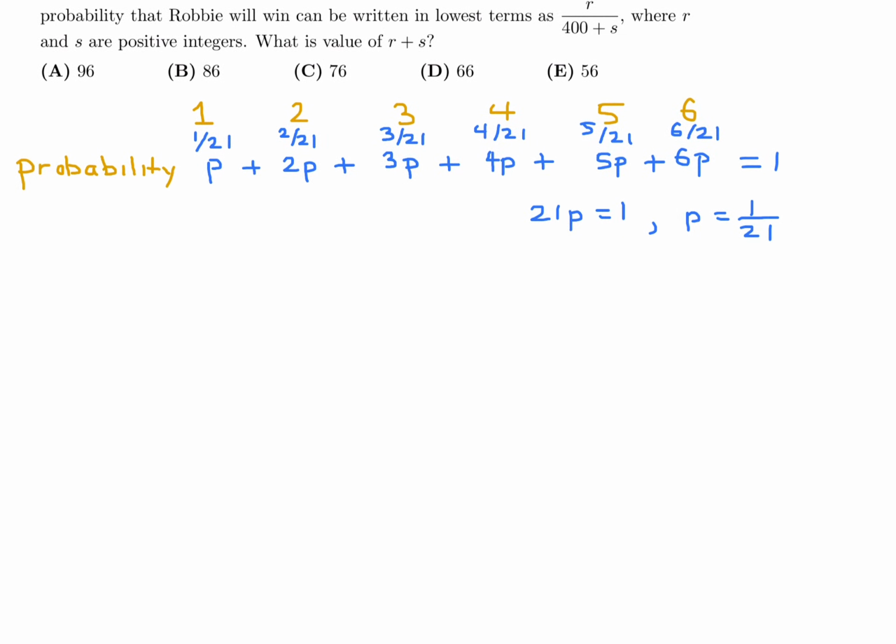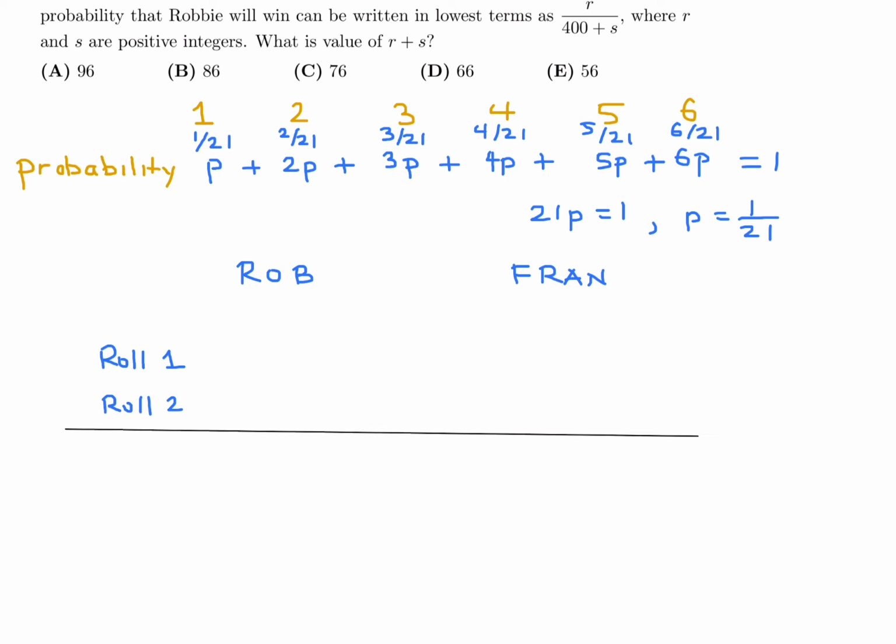So we have Rob and Fran. So we had roll number 1, and then we had roll number 2. And at the end of that point, they have scores of 8 and 10, respectively. So this score is now 8, and this score is 10. Now we want Rob to win. So how does Rob win on roll number 3?